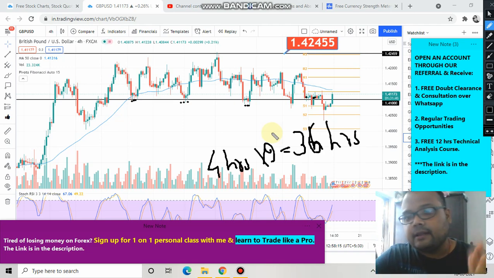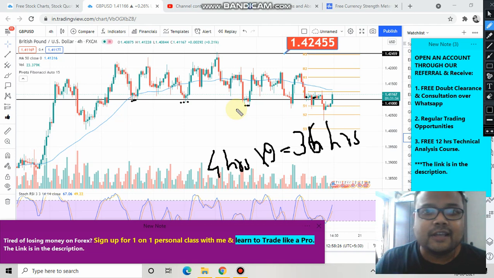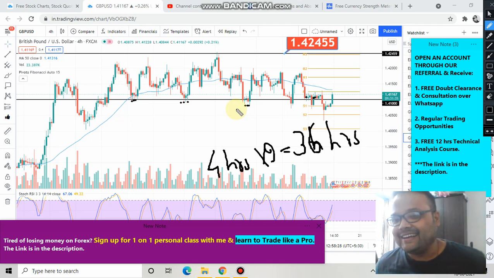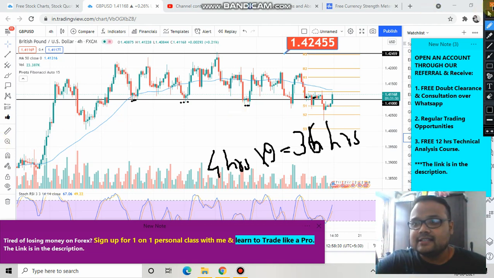The same thing happened here. The support became too obvious for us. The whole world came to know that 1.4100 is a valid support, and as a result, the market gave us a surprise. The market loves to give surprises. Anyways, let's jump to the chart.